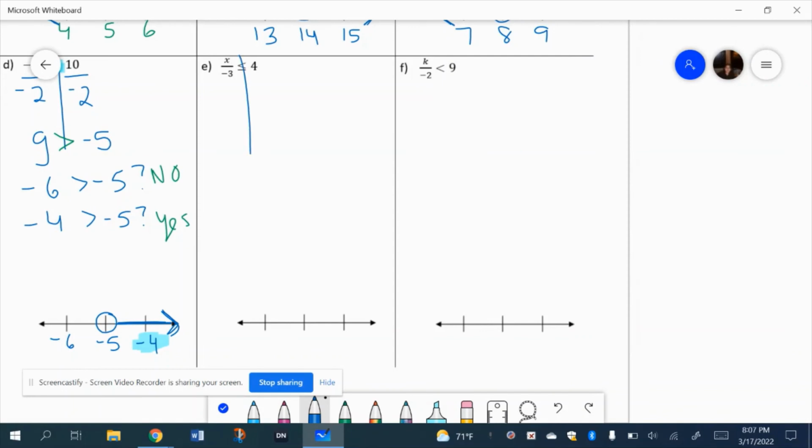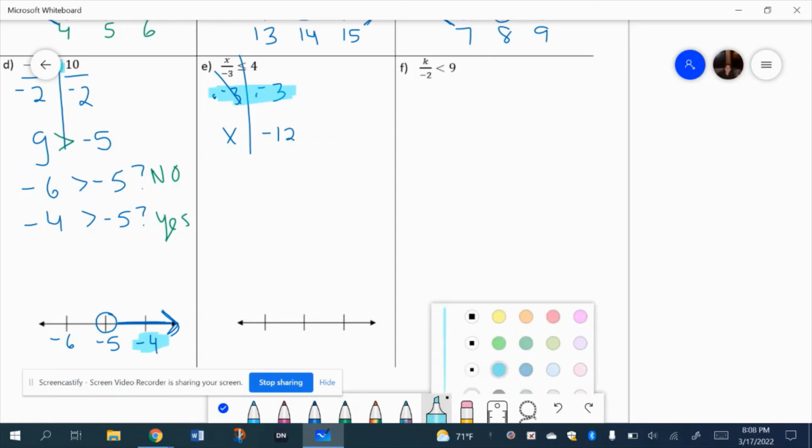Letter E. X divided by -3 is less than or equal to 4. To get rid of division of -3, we're going to multiply both sides by negative 3. Those cancel, leave me with x. 4 times negative 3 is negative 12. Because we are multiplying by a negative number, we also have to flip that inequality sign.